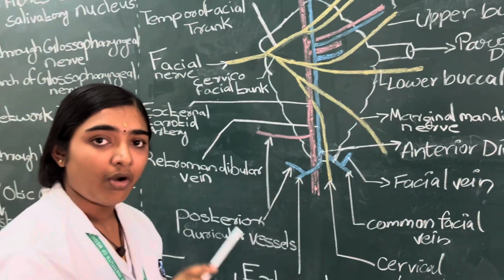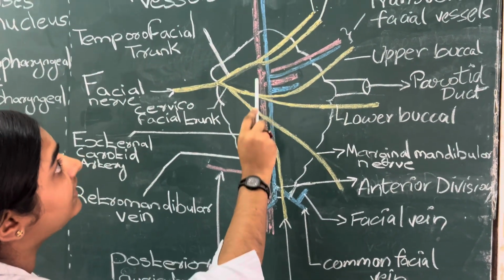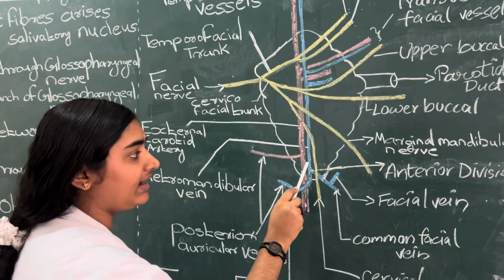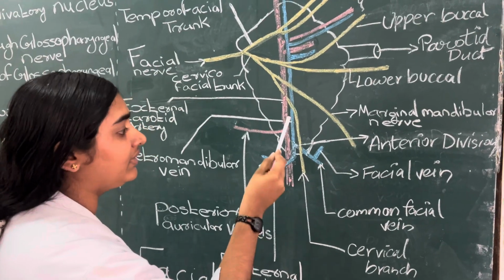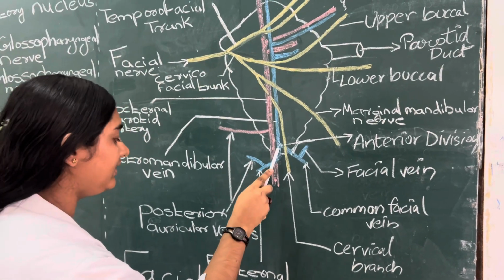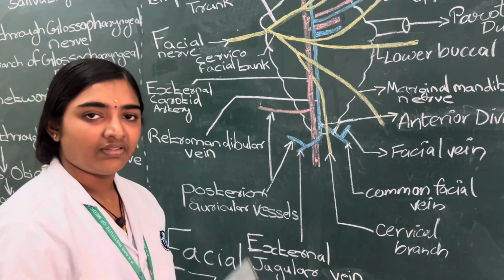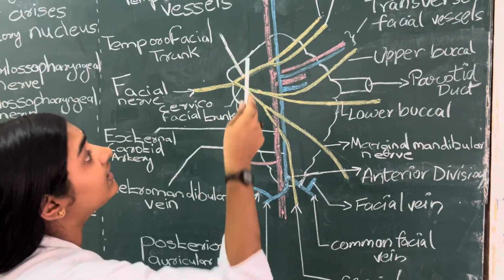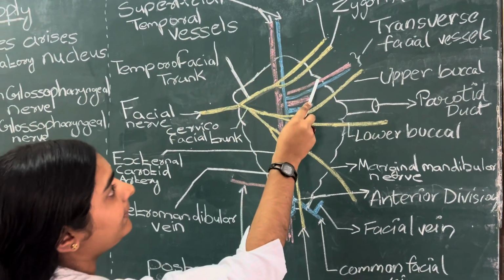Then the second important structure is the retromandibular vein. It is formed within the gland by the union of the superficial temporal vein and the maxillary vein, and at the lower part of the gland, it gives two divisions, anterior division and posterior division. The anterior division along with the facial vein drains into the common facial vein, and the posterior division along with the posterior auricular vein drains into the external jugular vein. Then the third important structure, the external carotid artery, gives two important terminal branches within the parotid gland, the superficial temporal artery and the maxillary artery.